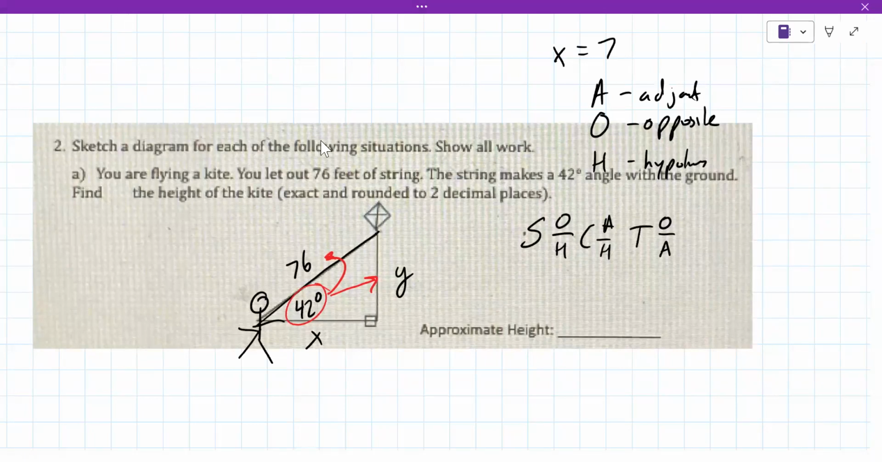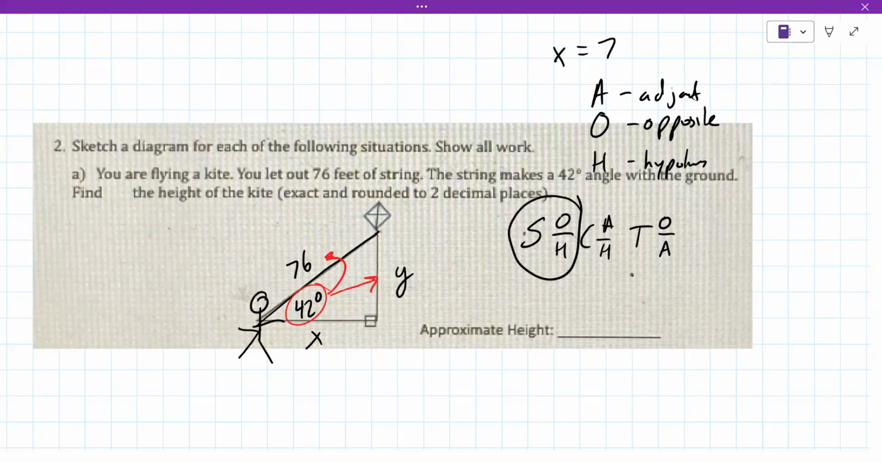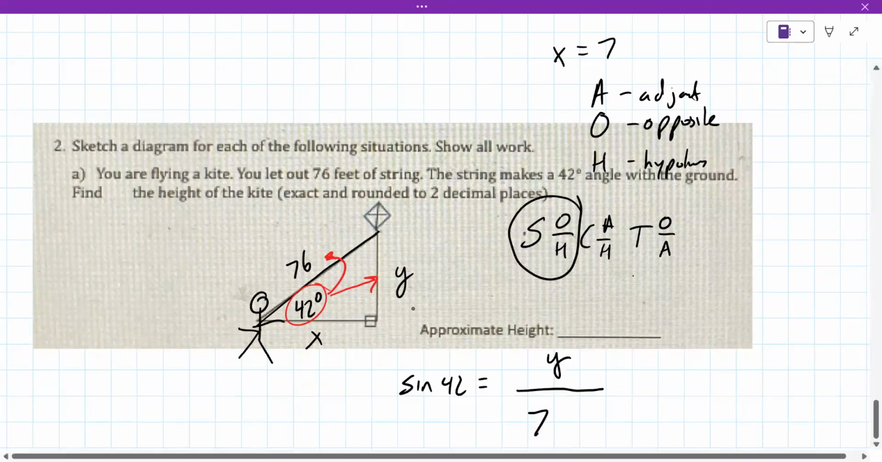That's right. So you're interested in finding y. You've got to figure out which one to use. You're looking for opposite and hypotenuse, so you need sine. Sine of 42 equals blank over blank. 42 is because that's the angle. And then what's opposite to that angle? It looks like we have opposite over hypotenuse. Yes, and that would be y over 76. Yes, very good.